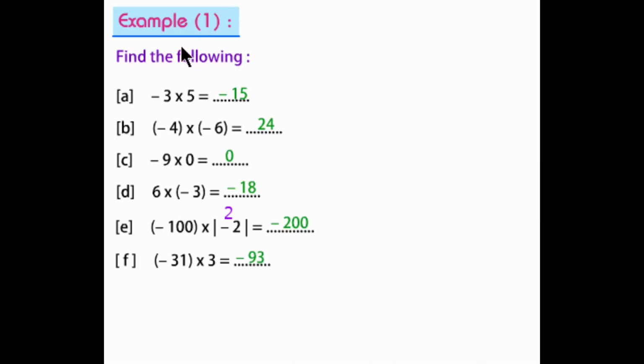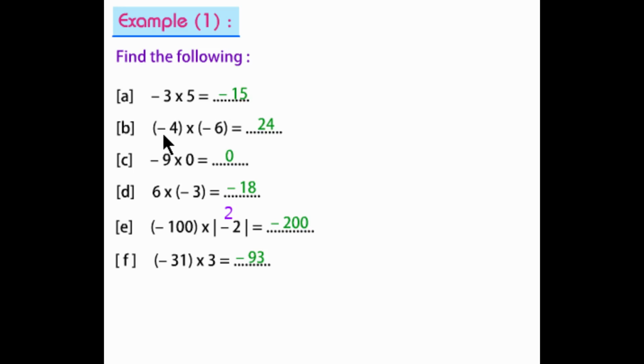Example 1. Find the following. A. Negative 3 times 5. At first multiply the signs. Negative times positive equals negative. And multiply the numbers. 3 times 5 equals 15. Negative 3 times 5 equals negative 15.